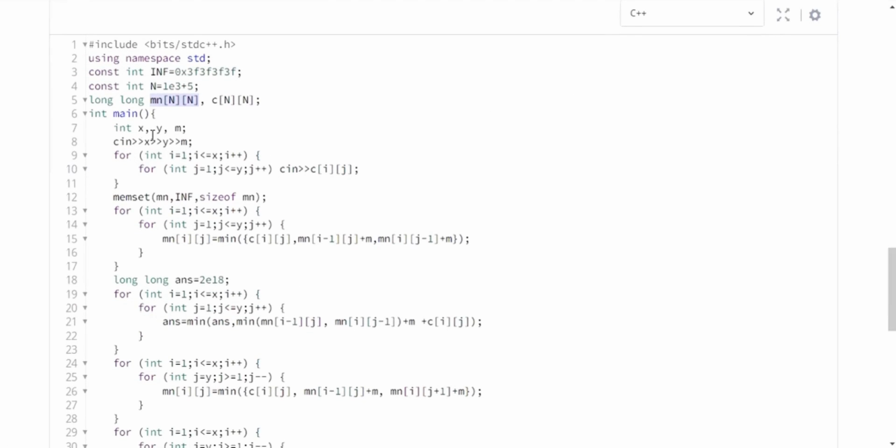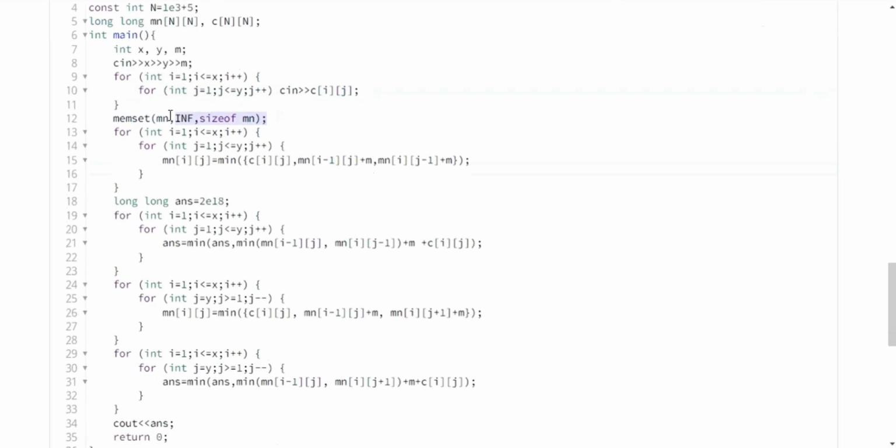Now we have X, Y, and M, which we are taking as the input, and then we are taking the elements within the matrix, which is C, which indicates the cost for constructing a bus stop at a particular index indicated by the square or the coordinates, that is I and J.